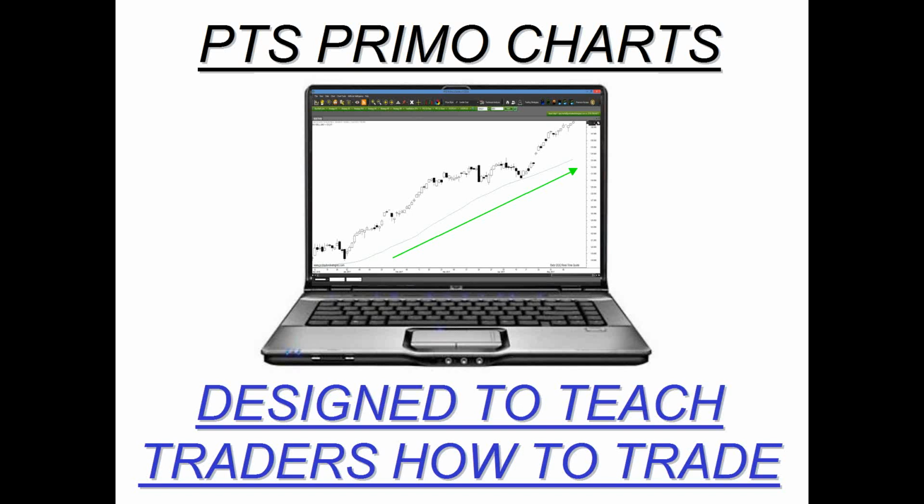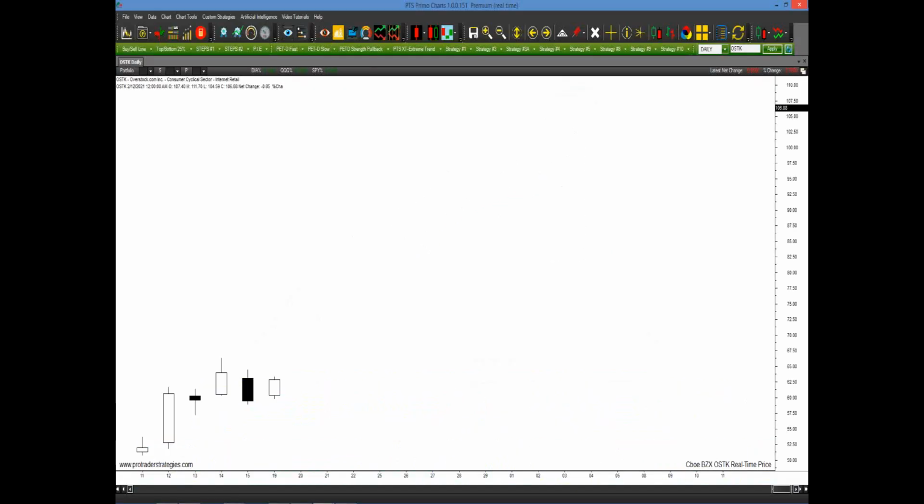That's how simple it is on our platform. We made it this way to teach traders how to trade. Okay, we look at this older chart of OSTK. Someone looking at this, that's not a student of mine, would say, well, Steve, there's major resistance here.